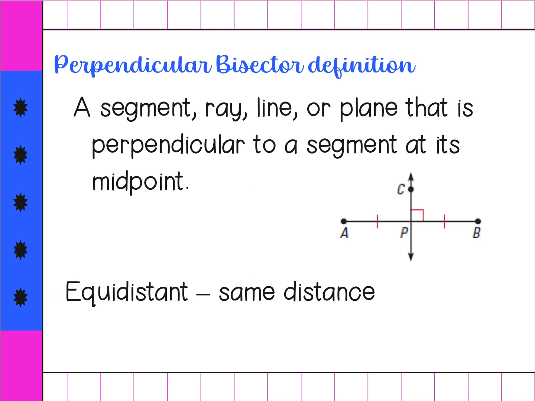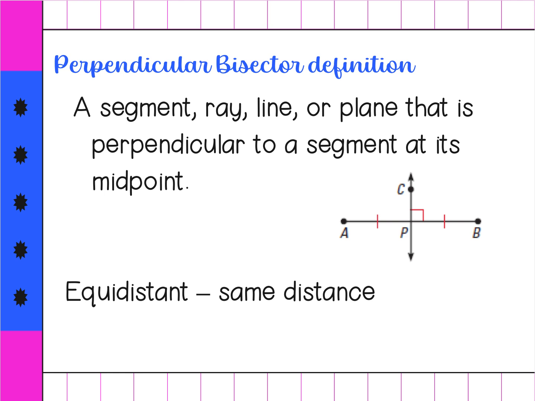All right, so perpendicular bisector, by definition, this is what it means. Again, this is something that we have seen. A segment, ray, line, or plane that is perpendicular to a segment at its midpoint. That's a mouthful. You can only bisect a segment. However, a line, ray, plane, or segment can cut it in half. Only a segment can be cut in half because it has two endpoints. So when it's cutting in half, it means it's making these two segments congruent. This is the same length as this segment right here.